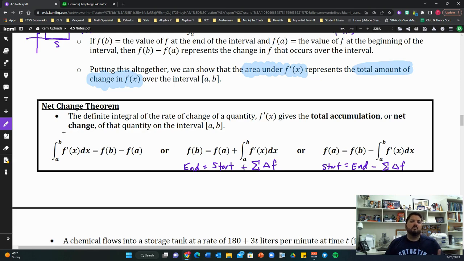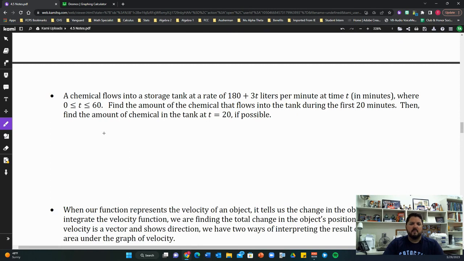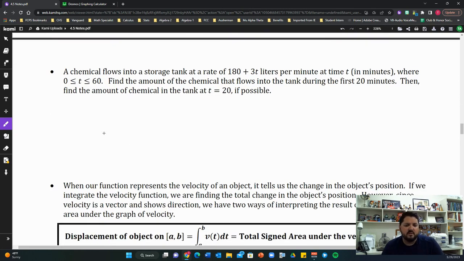So if I tell you that you earned $700 during your shift, if you started with 200, then you know you ended up with 900. Or if you ended up with 900, you know that you must have started with 200. So mathematically, it's not that earth-shattering, but conceptually, this is a big deal. This is a theorem that we can apply to lots of different situations. So let's try a couple of these.